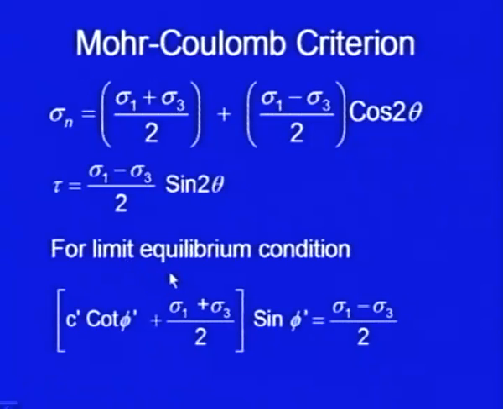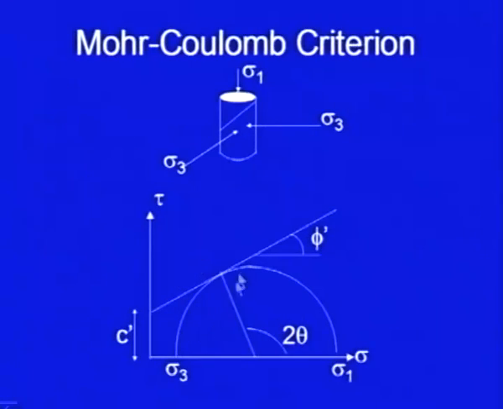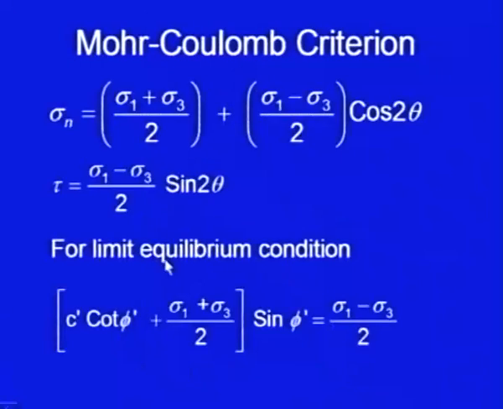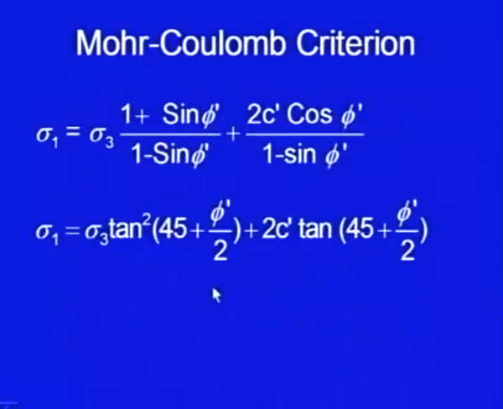From this diagram, if you extend it up to here and then consider this right angle triangle, this angle will be 90 degrees, the radius will be (sigma 1 minus sigma 3) by 2, and this base will be c cot phi, and you will get this expression. This is the condition for failure from that diagram: c dash cot phi plus (sigma 1 plus sigma 3) by 2 into sin phi dash is equal to (sigma 1 minus sigma 3) by 2.